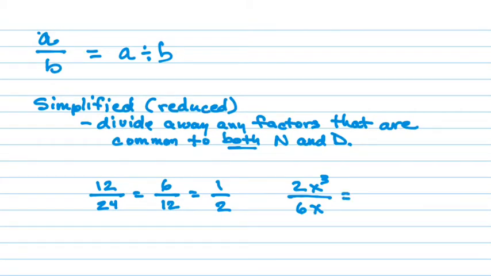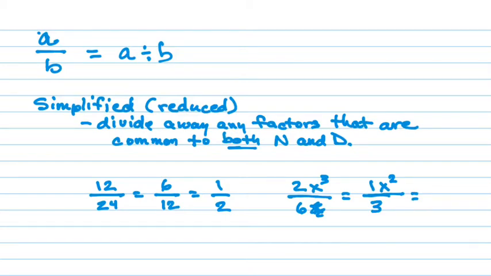Don't worry about it. You just follow the same rules for division. 2 and 6 will both divide by what? 2. So that's going to give you a 1 in the top and a 3 in the bottom. X to the third and X both have what in common? A plain old X, which means this X in the bottom is going to divide away. But the X in the top is X to the third. You divide out one X, you're going to get X to the second.